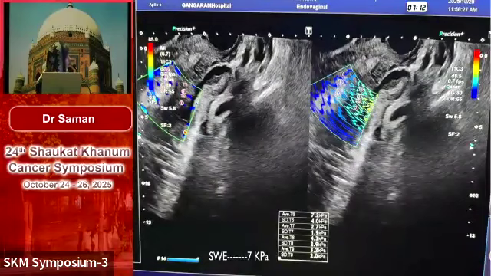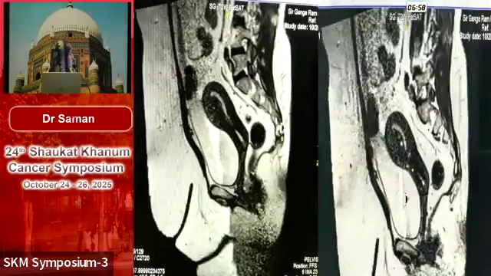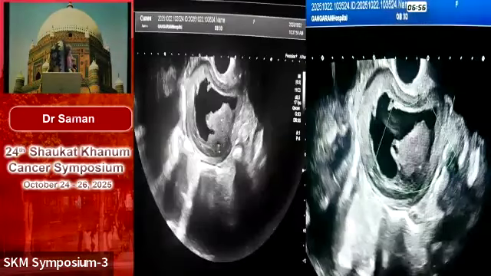Sorry, I don't have a grayscale image for this, but if you can appreciate, there is some widening of the junctional zone, some cystic areas. This was a suspected case of adenomyosis. We did shear wave elastography, and the value turned out to be 7 kilopascals, which is again on the lower side. It was confirmed on subsequent MRI.